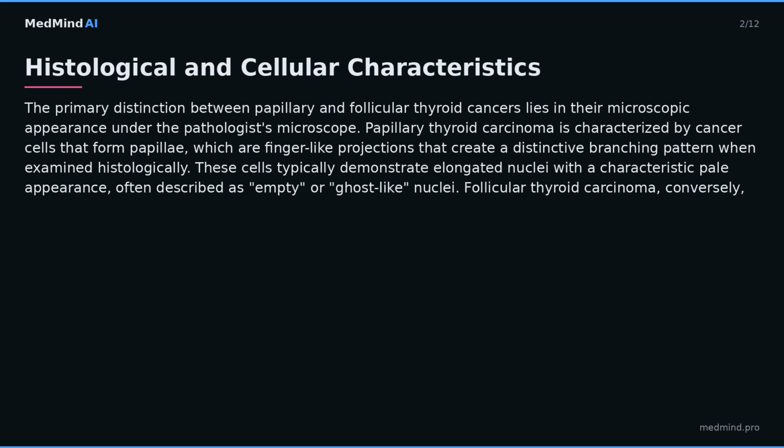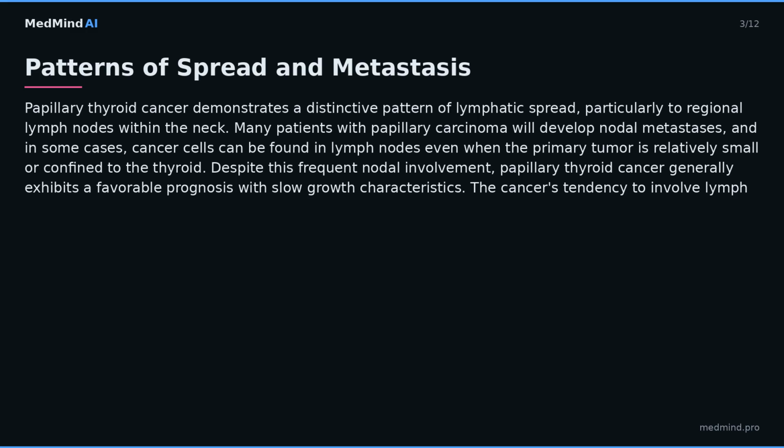Follicular thyroid carcinoma, conversely, displays cancer cells organized into follicles, small, round structures resembling the normal functional units of the thyroid gland. The follicular architecture is preserved to varying degrees depending on the cancer's grade and differentiation level. This fundamental histological difference requires different diagnostic approaches and has significant implications for how these cancers spread and respond to therapy.